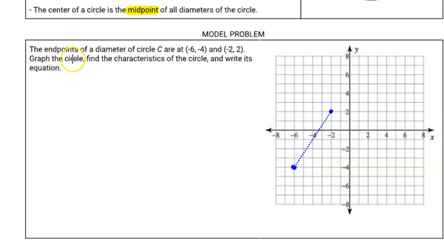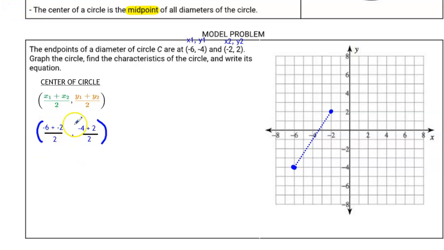It asks us to graph the circle and find the characteristics of the circle, but one characteristic I can find right away. I know that the diameter of a circle passes through 2 points on the edge and also passes through the center of the circle. And it also says that the center of a circle is the midpoint of all diameters of the circle, which means if I want to find the center of a circle using the endpoints of the diameter, I'm going to use the midpoint formula. So I'm going to try to find the midpoint of these 2 points, the endpoints of the diameter. So first, I'll label the points as x1, y1, and x2, y2, and now I'll substitute them in. And now I can simplify.